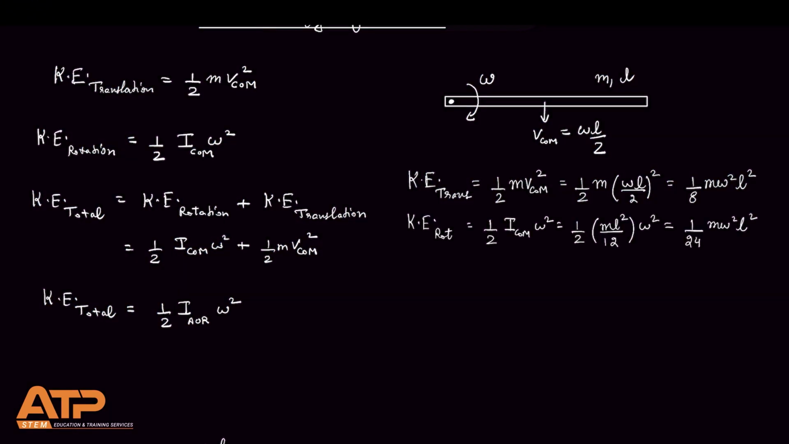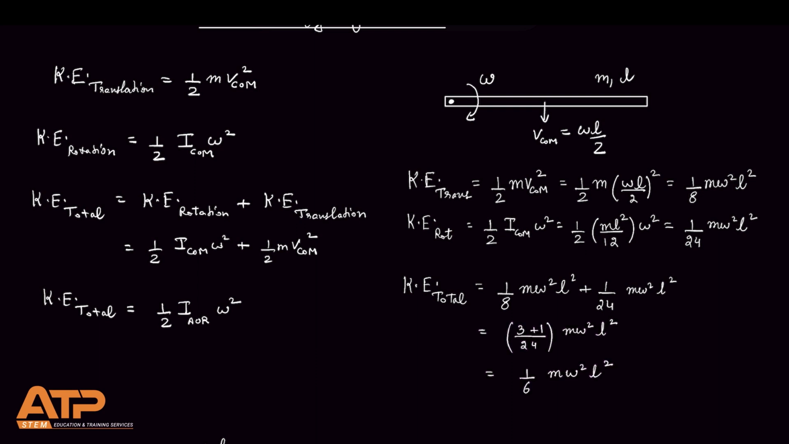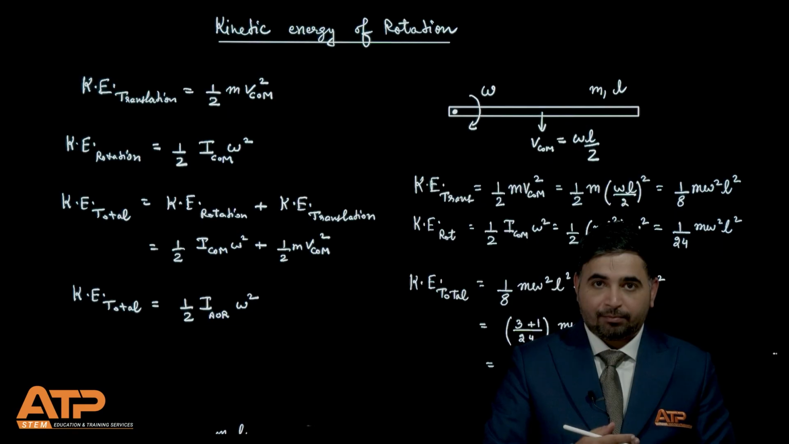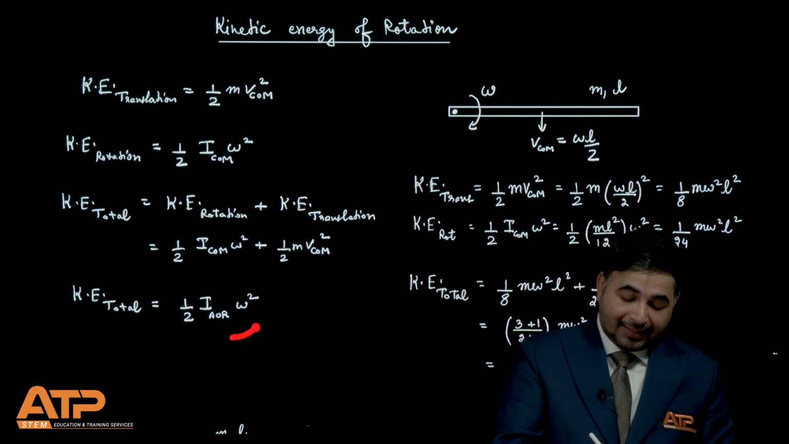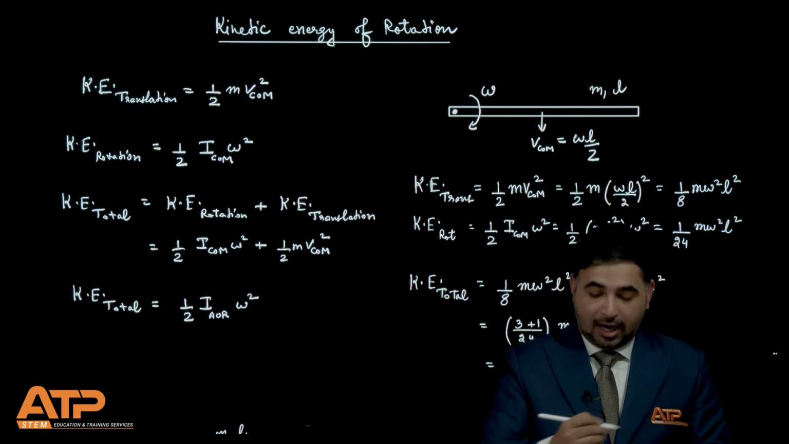Kinetic energy of rotation, half I omega squared, where I_COM is mL squared by 12, and this is 1 by 24 m omega squared L squared. If we add both of them, we will get 1 by 8 plus 1 by 24. The variables are same, m omega squared L squared. LCM is going to be 24, numerator will be 3 plus 1. Final answer 1 by 6 m omega squared L squared. But we would have gotten this in one step. How?